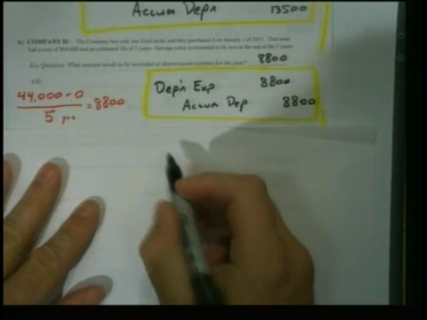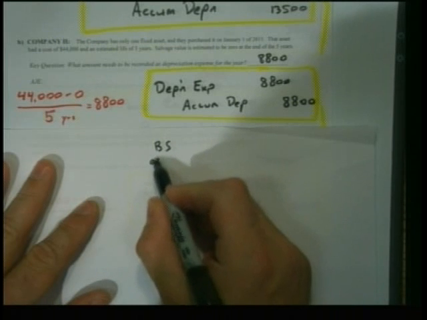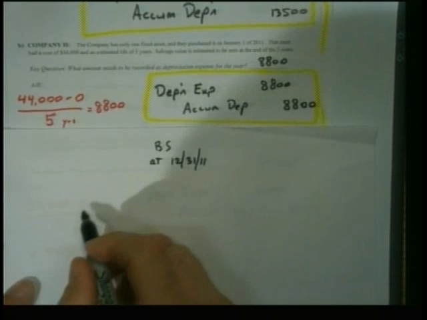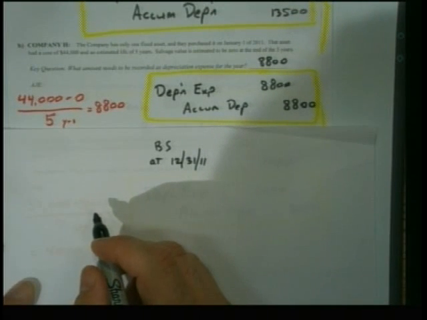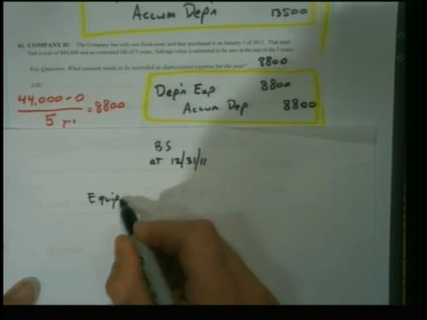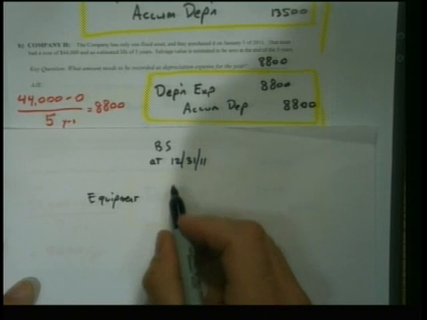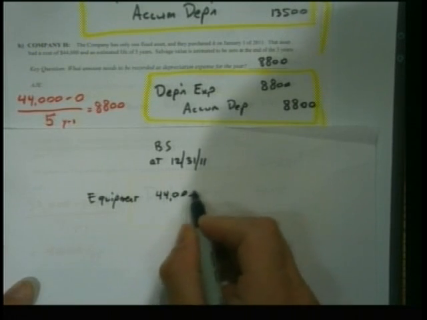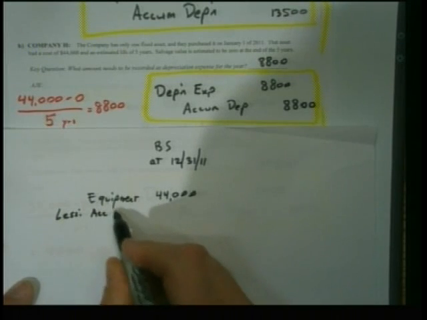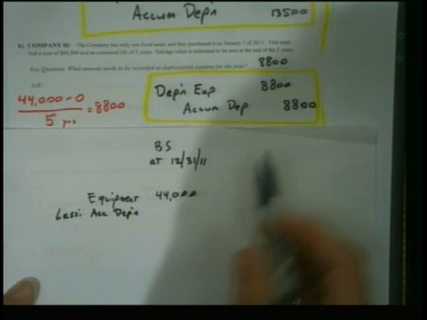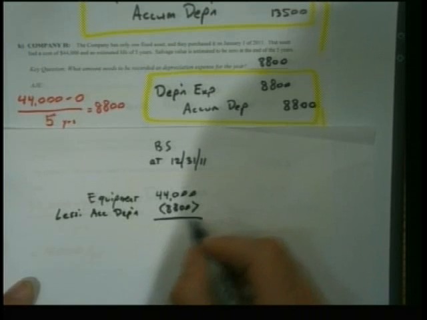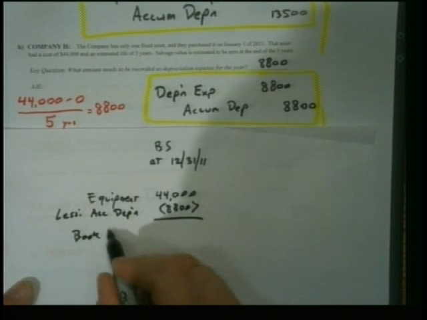Let's do a partial balance sheet at 12/31/11. Cool? You're going to have, let's just say it's equipment. Equipment and its cost is what? $44,000? And then we're going to say less that contra asset of accumulated depreciation, which at this point is $8,800. And that gives you what we call the book value.